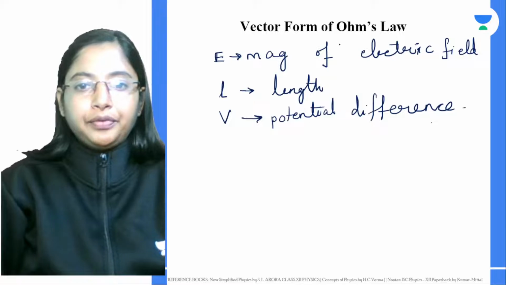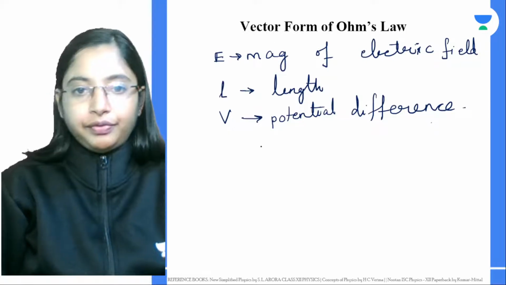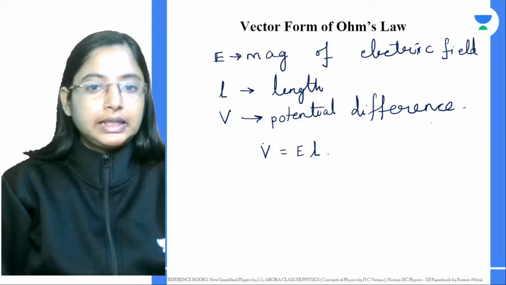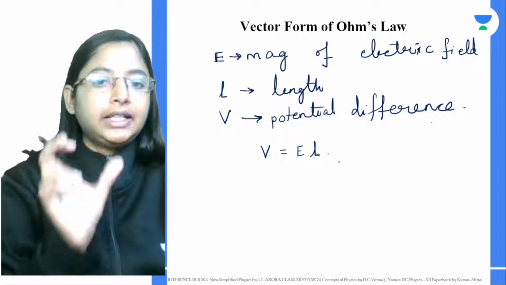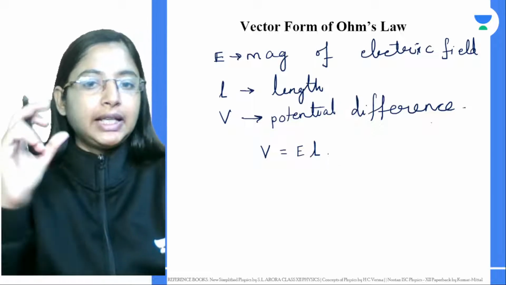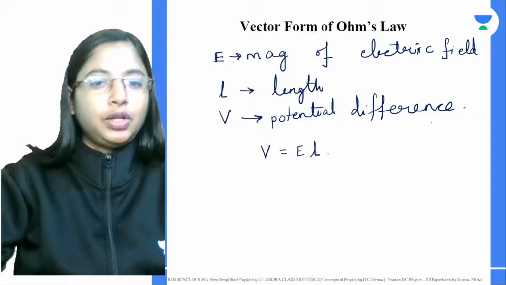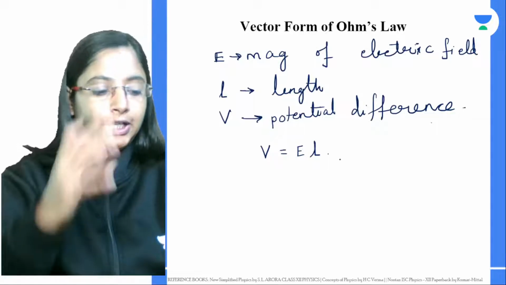Then from here we can say V is equal to E into L. This is a relation connecting potential difference, electric field, and the length. You will actually derive this equation in your electrostatics unit.